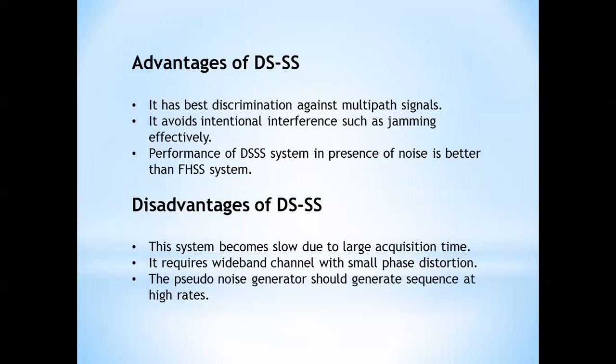Disadvantages of DSSS system: with the serial search system, the acquisition time is too large. This makes the DSSS system slow. The sequence generated at the PN code generator output must have a high rate. The length of such a sequence needs to be long enough to make the sequence truly random. The channel bandwidth required is very large, but this bandwidth is less than that of FHSS system. The synchronization is affected by the variable distance between the transmitter and receiver.